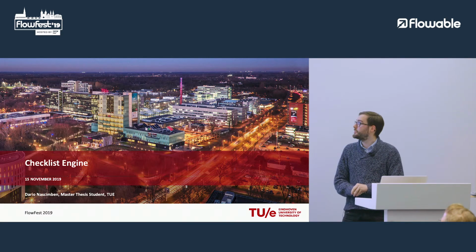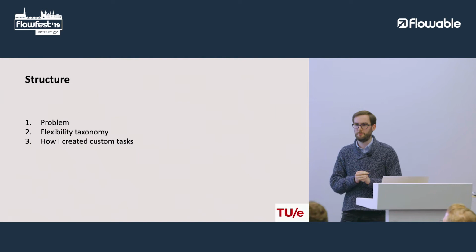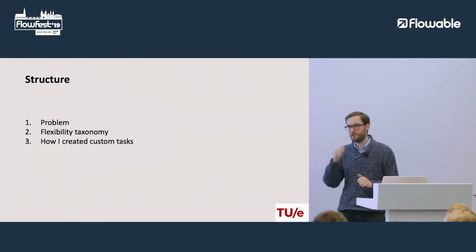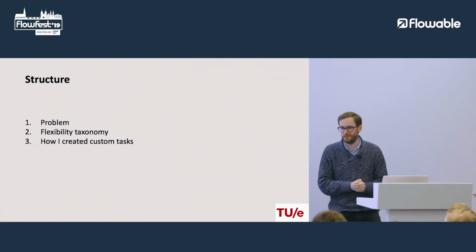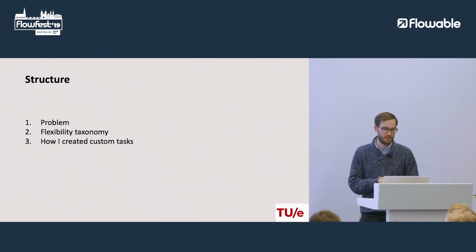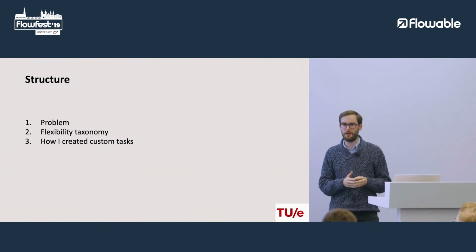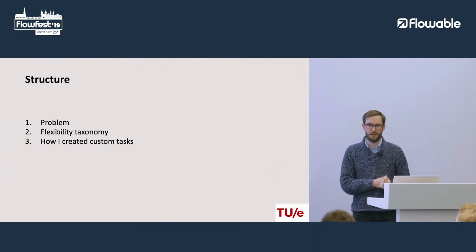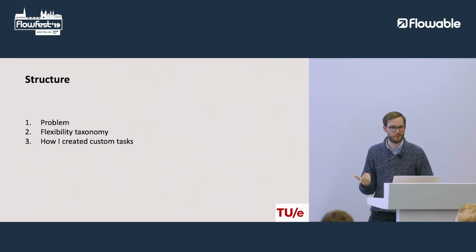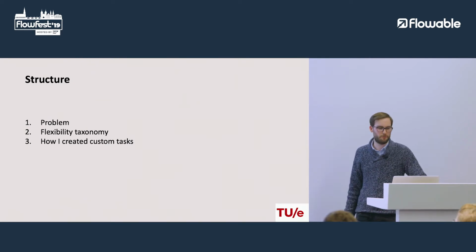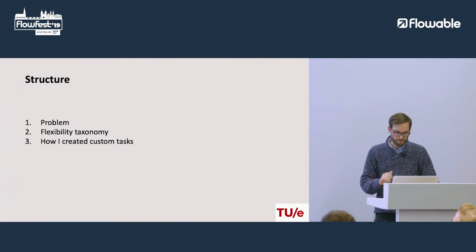The structure of the presentation is this one. I want to go through the problem a little bit. Then I go deeper on why we wanted to build a checklist, and this is related to the flexibility and how I create that using Flowable. I won't go into detail on how my checklist engine works because it's part of research that is not published yet. So when it is published, people can read that. But I will discuss how I play with Flowable, and I will have a small prototype for that.